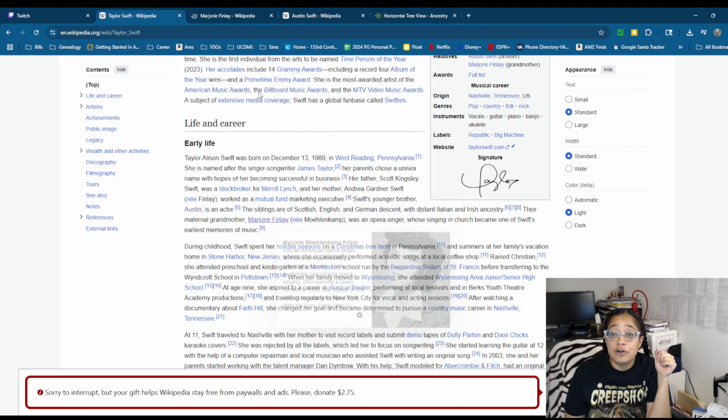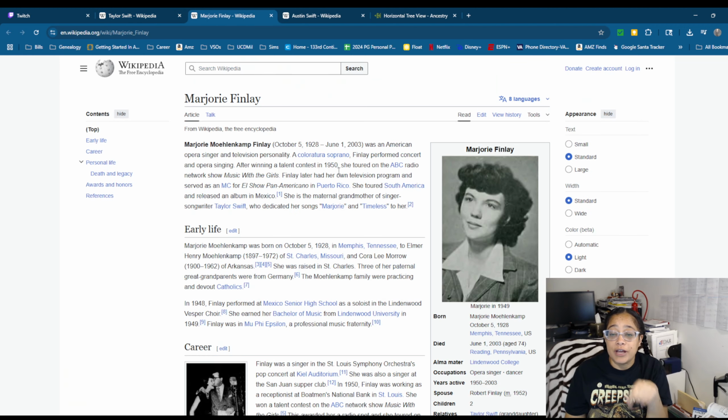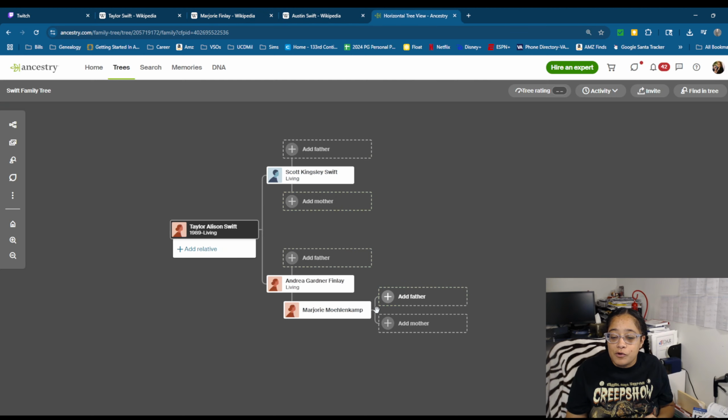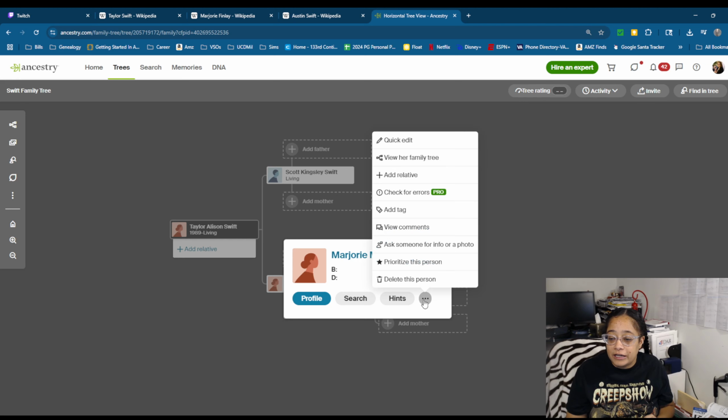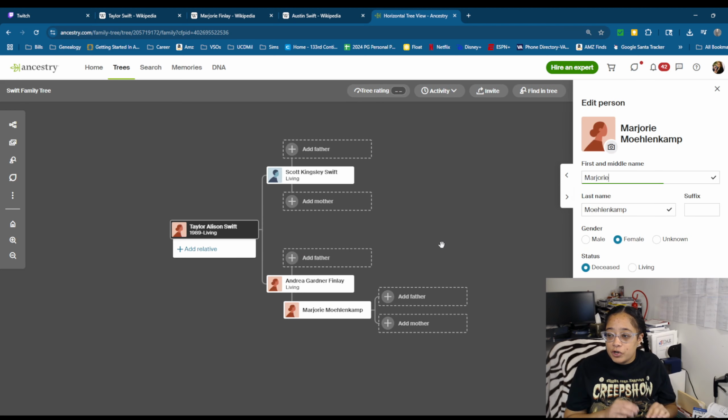And then she does have her own page. So we're going to do this. Okay, she has passed away. She was born October 5th, 1928 in Memphis, Tennessee. As you can see, especially for someone who has passed away and is a pretty notable public figure, they're going to have a lot of information already online.